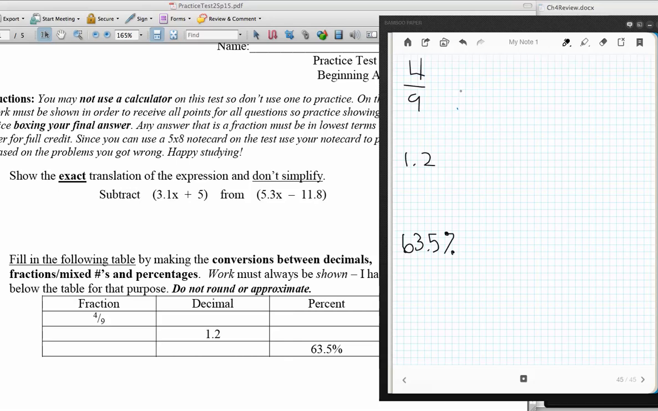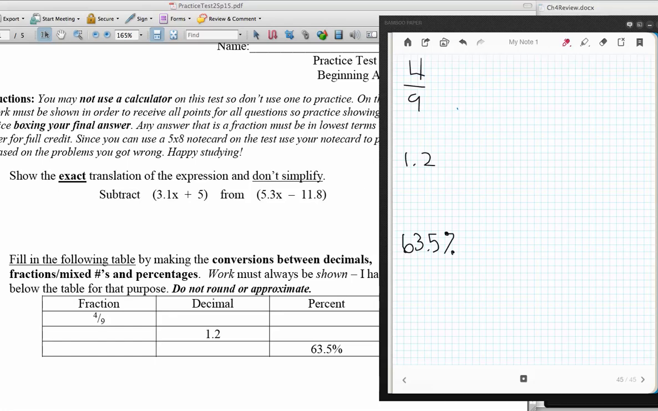Now, it is absolutely, I think, very important to note that approximating means rounding in any way, shape, or form. So if we're going to approximate, we would round off to the nearest tenth or give some decimal approximation to something that should not be approximated. So our first thing here is to change the fraction 4/9 into a decimal and then a percentage.